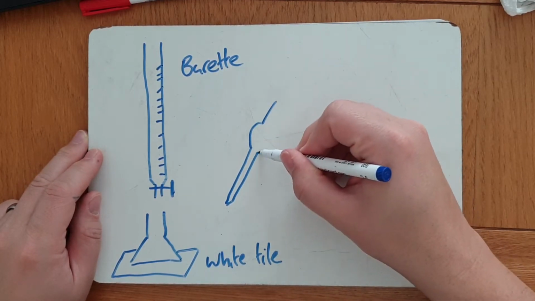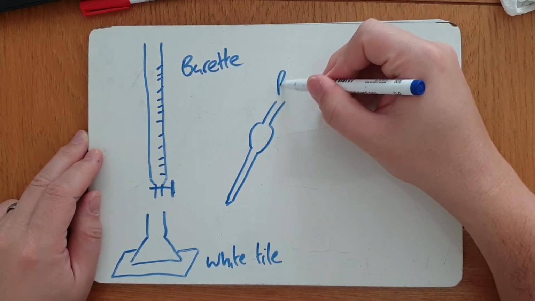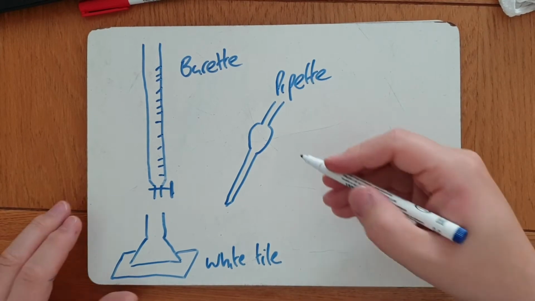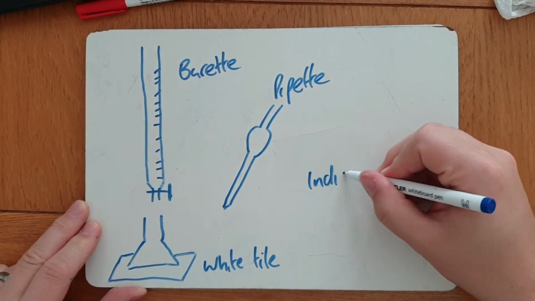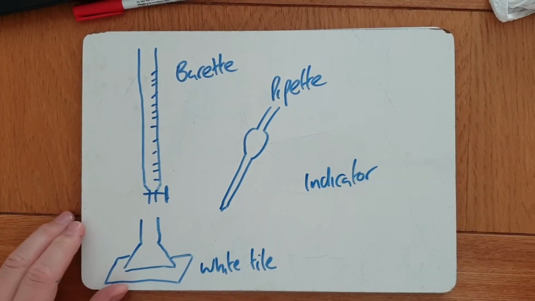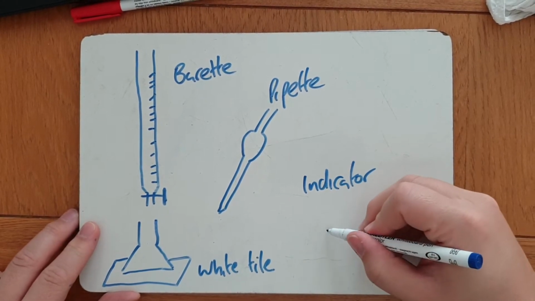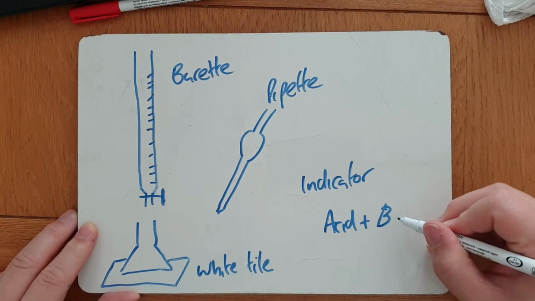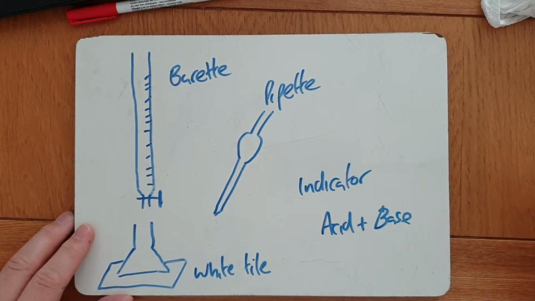And then you get a very accurate pipette, and you also need an indicator, because normally titrations are used with an acid and a base, or an acid and an alkali.